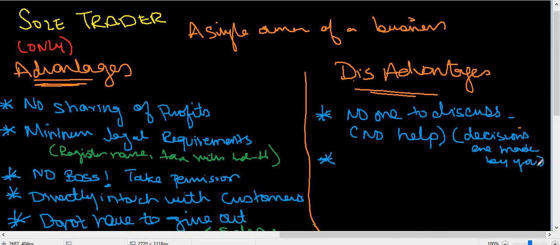If you want to expand, the second disadvantage can be you don't have enough money, enough capital. I mean, as a sole trader, you're just one guy. In a partnership, you might have a few partners who would pool in some money. In a private limited company, you sell your shares, you get a lot of money. As a sole trader, it's very difficult for you to get the money.